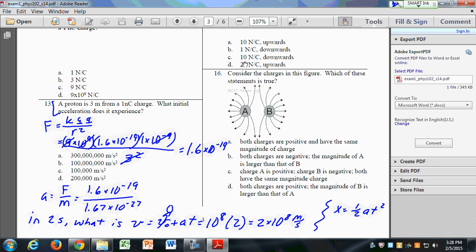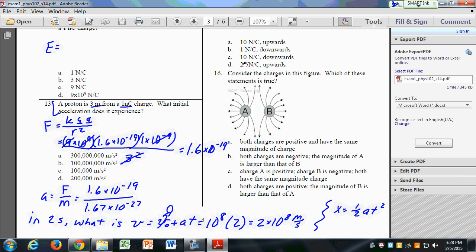You could approach this a different way. You could ask, well, first, what is the electric field 3 meters from this 1 nanocoulomb charge? You will have a problem where you have to calculate the electric field due to one or more charges, either in one dimension or in two dimensions. Actually, both.